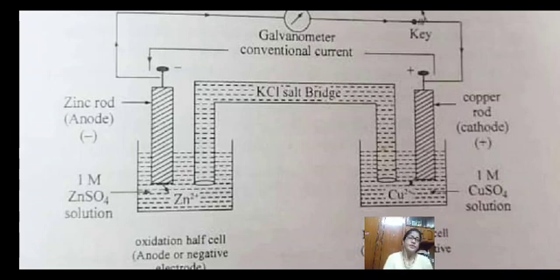Now how to resolve this problem? The solution to the problem is to insert a device in between these two chambers called a salt bridge. What is a salt bridge? A salt bridge is nothing but an inverted U-tube, the two ends of which are dipped, one end in zinc sulfate solution and the other end in copper sulfate solution. Moreover, this salt bridge contains inert materials like KCl or KNO3 or NaNO3.